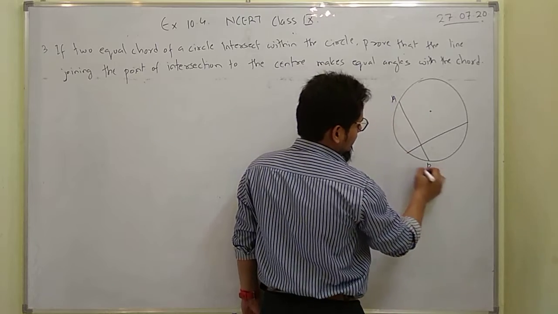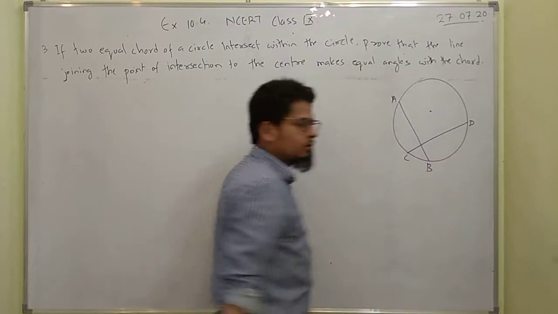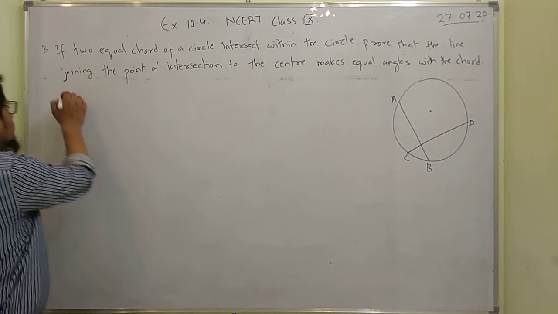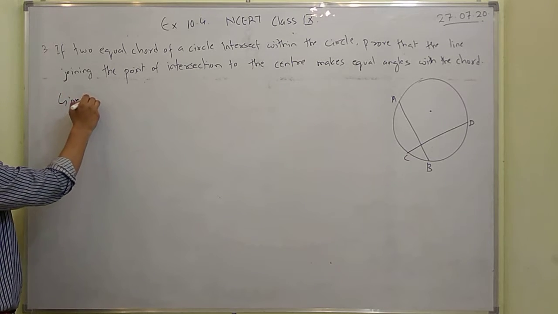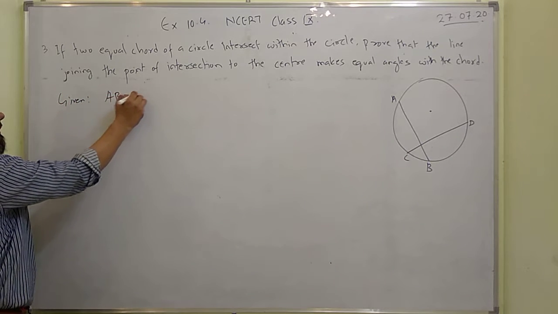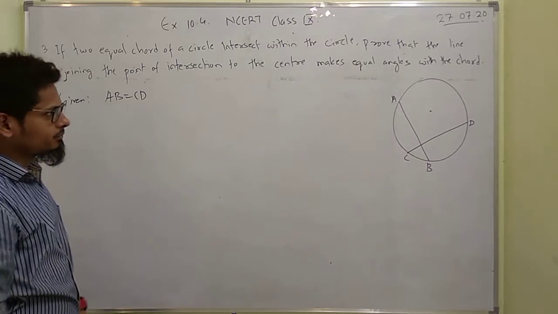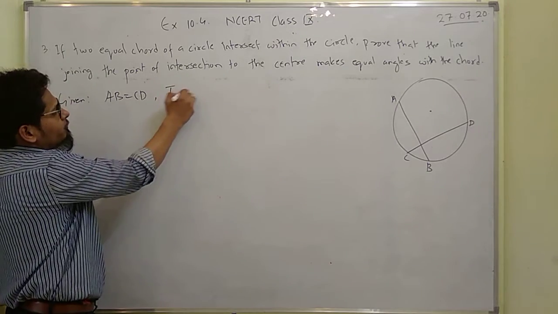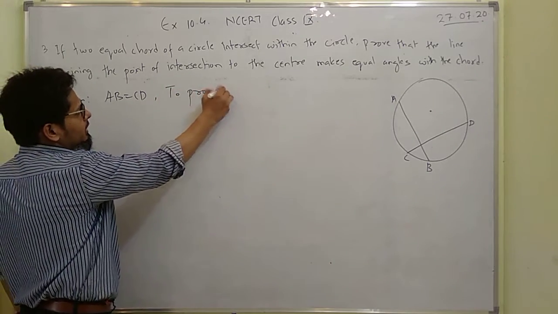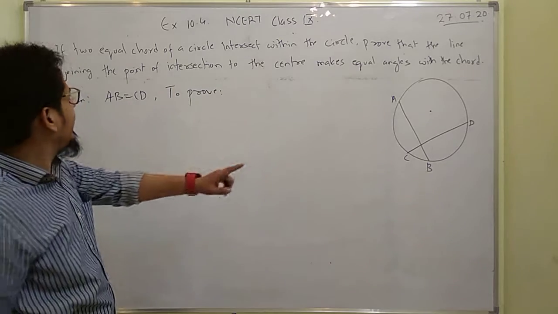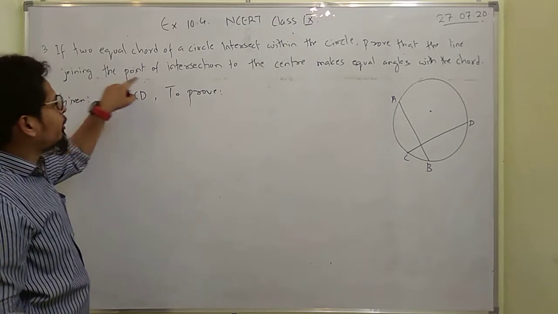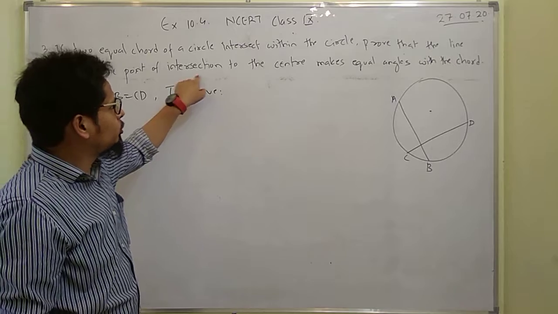Chord AB and chord CD, both chords are equal, right? So the given part is same as earlier. AB is equal to CD. Clear? अब हमें क्या प्रूफ करना है ये हमको फाइंड आउट करना होगा. What to be prove that the line joining the point of intersection to the center.